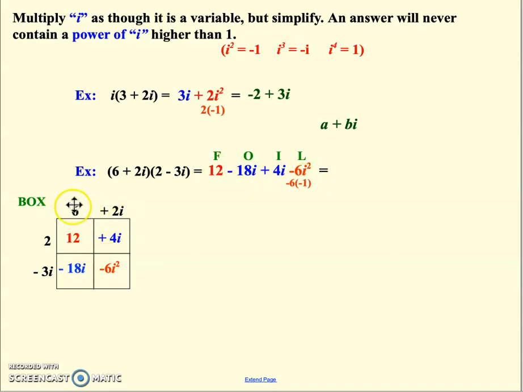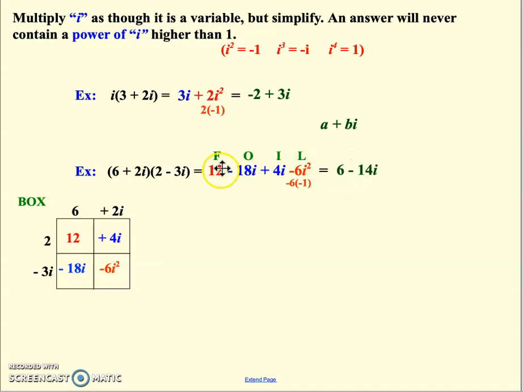The box, remember, is basically you do each number times each number on each side. So 6 times 2, 6 times 3i, 2i times 2, and 2i times -3i. But if you like FOIL, of course, that produces all the same stuff. You notice i squared popping up. So again, as soon as i squared shows up in your work, you immediately replace it with a -1. That causes this to become +6. And then again, I'm going to go like terms.